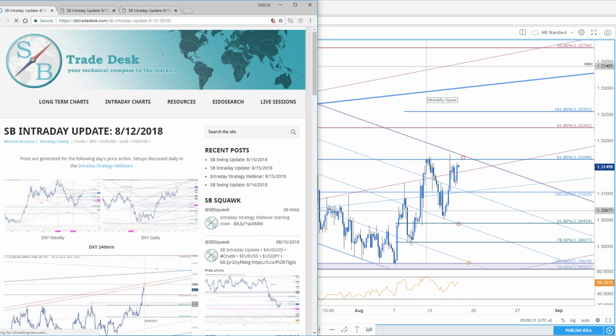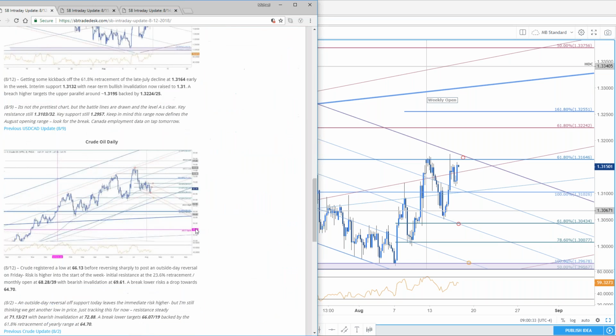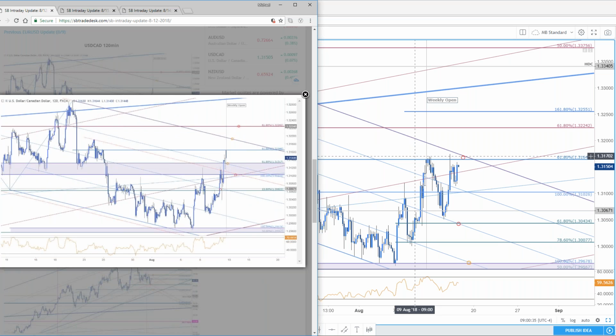Here's the dollar CAD update from earlier this week. Here are the levels that we were highlighting. No change. No change. Okay, that was dollar CAD number 5.